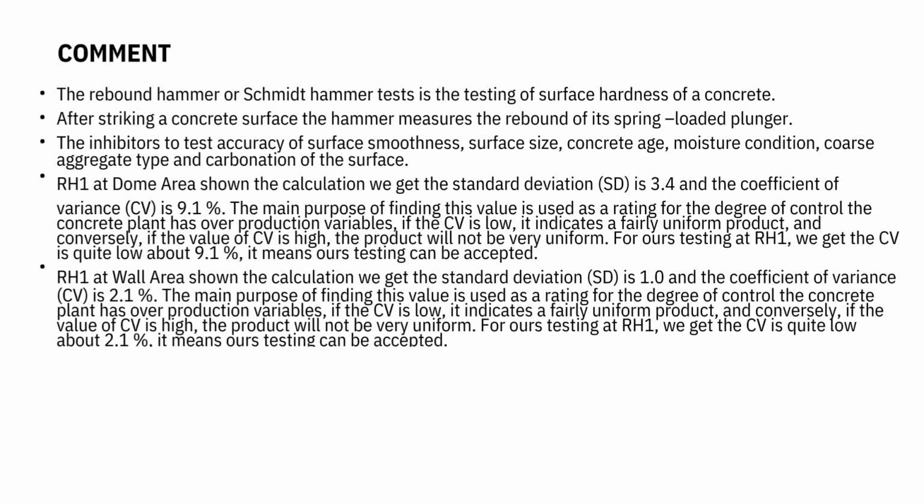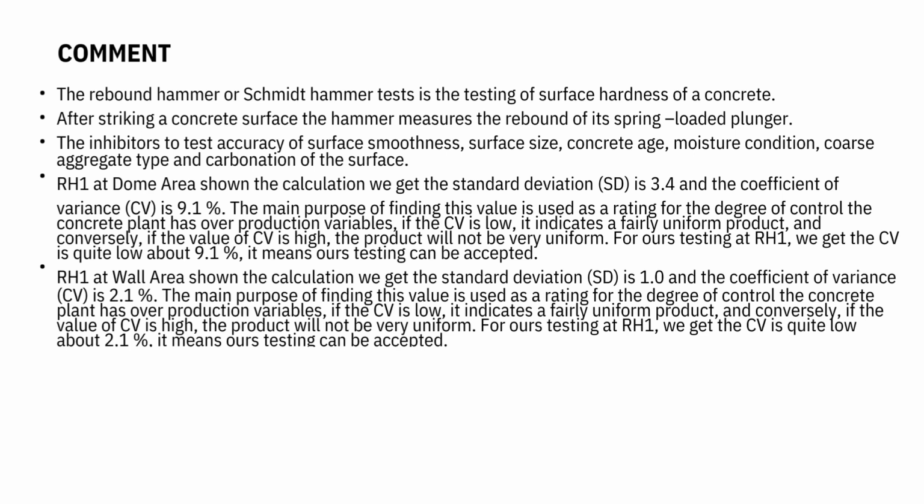The main purpose of finding this value is to rate the degree of control of the concrete plants over product variables. If the CV is low, it indicates a fairly uniform product. Conversely, if the CV, which is the coefficient of variance, is high, the product will not be very uniform. For our testing at RH1, the CV is quite low, about 9.1%. It means our testing can be accepted.